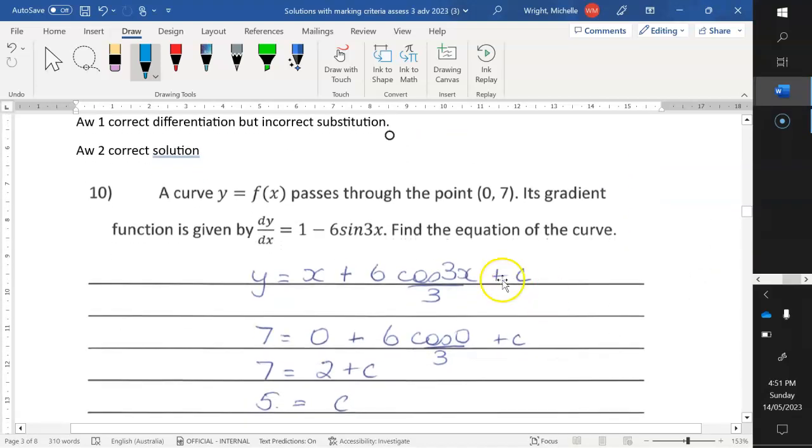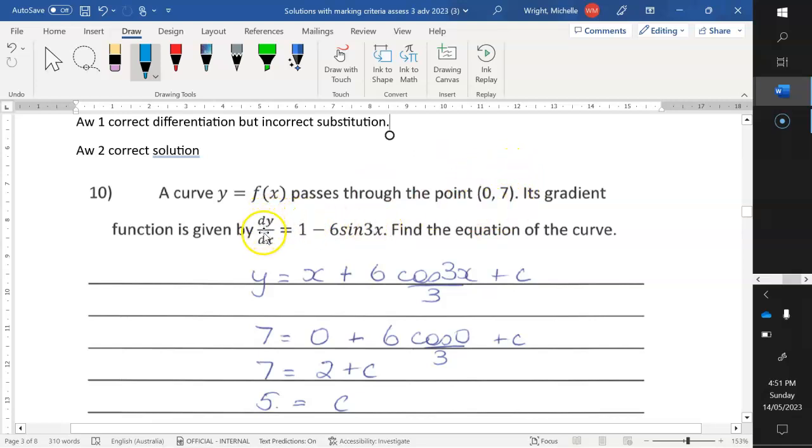Okay, question 10. A curve y equals f of x passes through the point 0, 7. Its gradient function is given by this. Find the equation of the curve. Now, a lot of people wanted to use y minus y1 equals m(x minus x1). You don't need to do that. You have been given this info here that's going to help us find the C when we integrate.